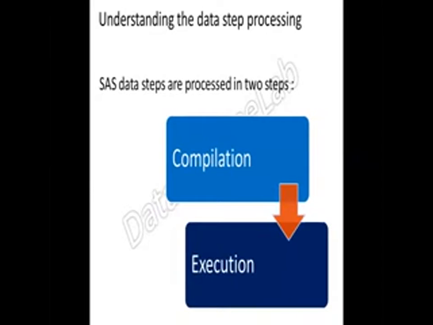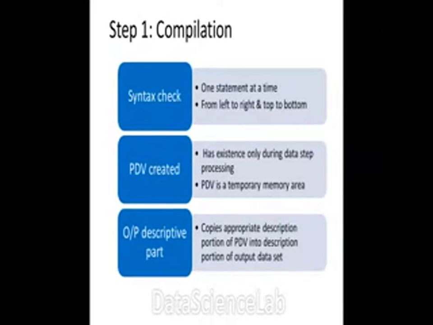There are two phases or two steps in which the processing happens for SAS: a compilation phase and an execution phase. Let's talk about what happens in the compilation phase. There are three important things that happen. One is the syntax check, and last time we saw a couple of syntax errors. Then a PDV, or program data vector, is created. And the third part is that you get the descriptor portion of the data set as output.